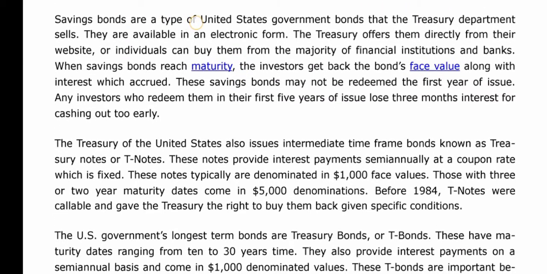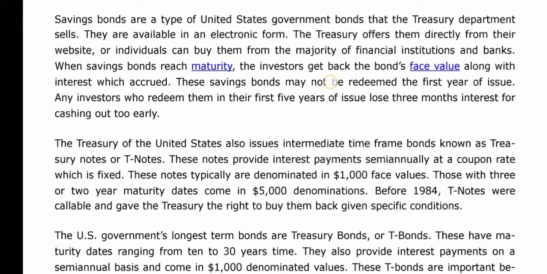Savings bonds are a type of United States government bond that the Treasury Department sells, available in electronic form. The Treasury offers them directly from their website, and individuals can buy them from the majority of financial institutions and banks. When the savings bonds reach maturity, the investor gets back the bond's face value along with interest, which is assured.